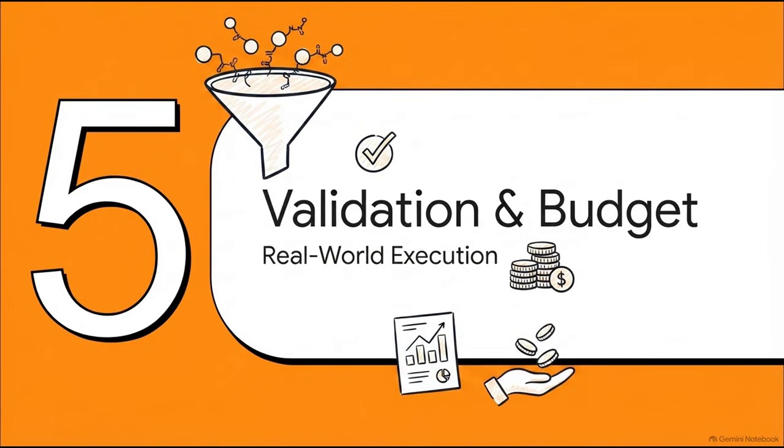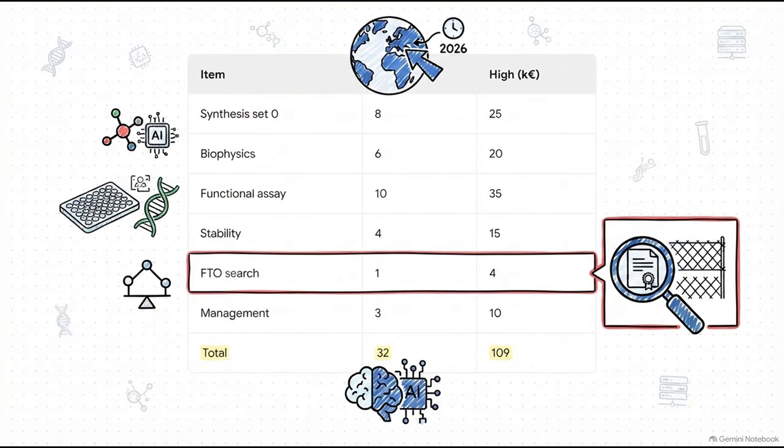Section 5. Preclinical Validation and Budget. We are at the narrowest part of our funnel now. Because, let's be real, great formulas mean absolutely nothing without independent real-world validation and a realistic budget to actually execute them. Here's the actual order of magnitude budget for a single Round 1 priority program in Europe as of 2026.